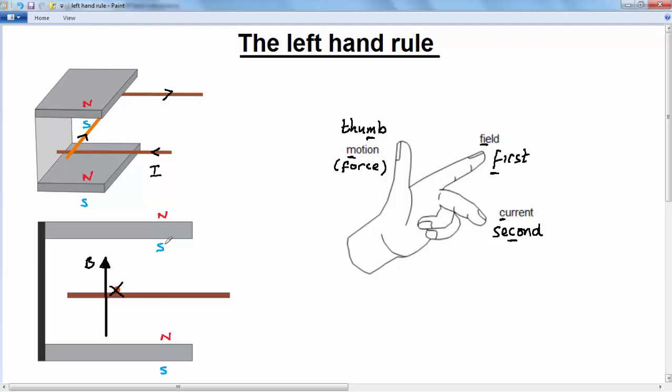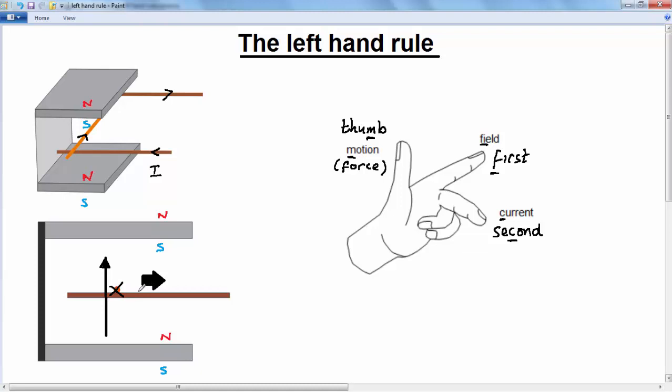First let's look at the magnetic field. That's my first finger. So you hold up your left hand and point your first finger upwards. What's the direction of the current? The current is going into the page, so you twist your hand around so that your second finger is pointing into the screen. What direction is your thumb pointing now? You'll notice it's pointing to the right. So the direction of the force that acts on this free moving conductor is to the right, so that's the direction in which the conductor moves.